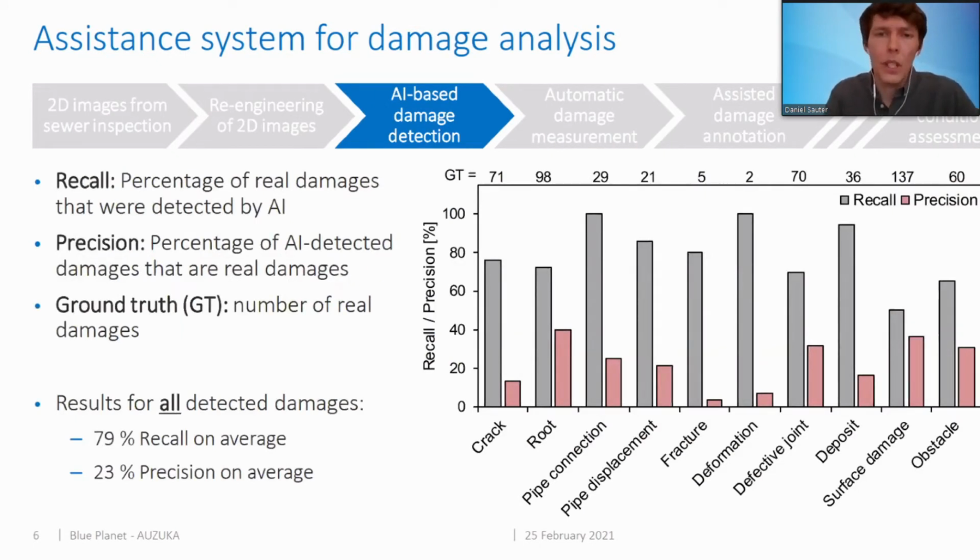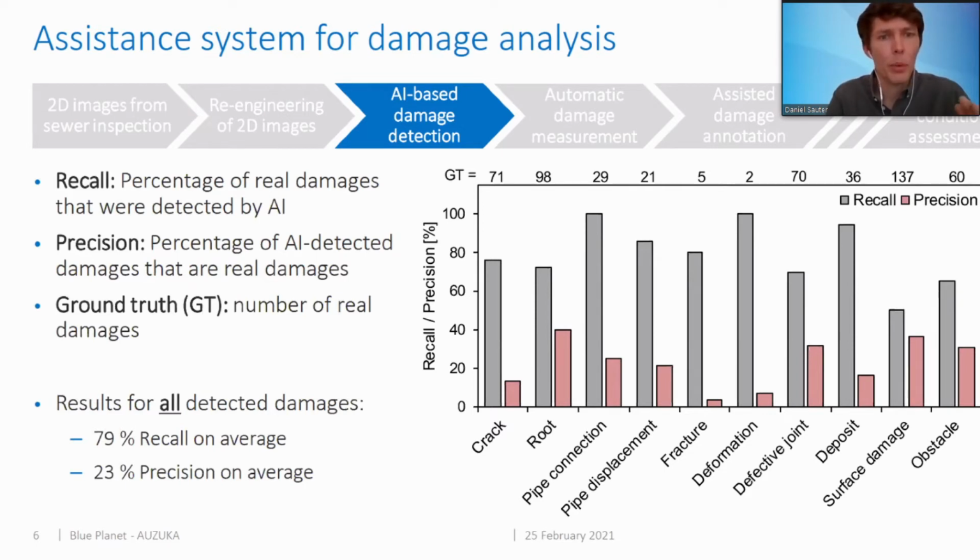In this figure, we see the results of our detection tool. On the x-axis, you see the 10 different damage types, and the numbers in the upper part of the diagram give the total numbers of each damage that were contained in the investigated pipes. On the y-axis, we have the recall in gray.